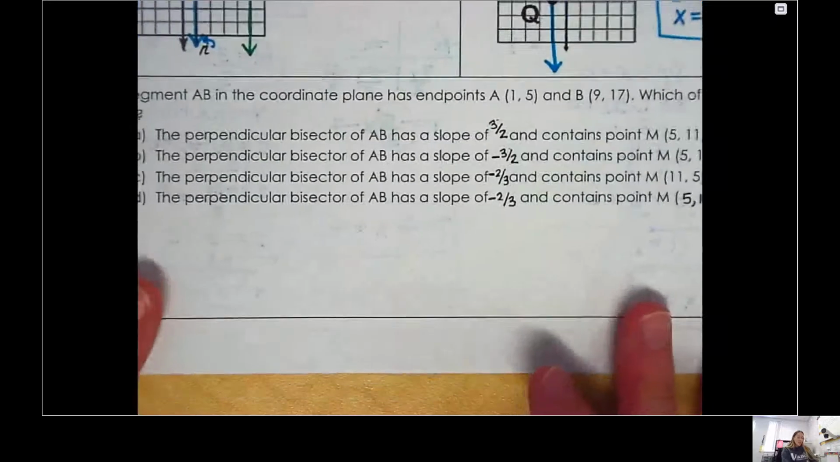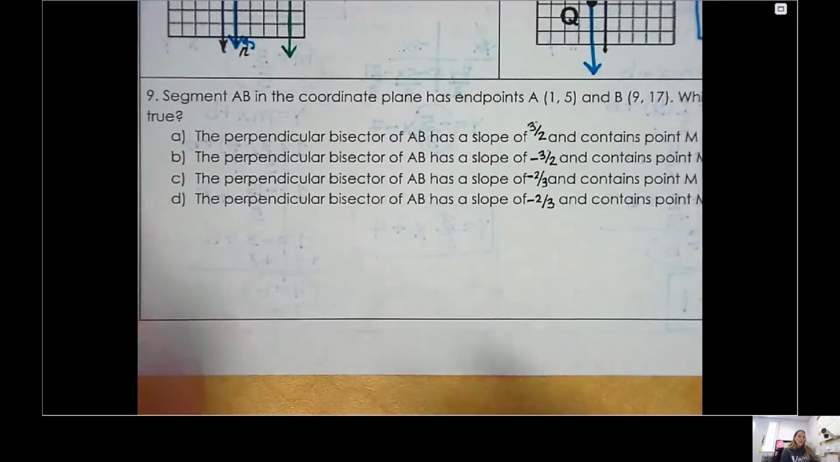Okay, last one, number 9. It says segment AB in the coordinate plane has endpoints 1, 5, and 9, 17. Which of the following is true?